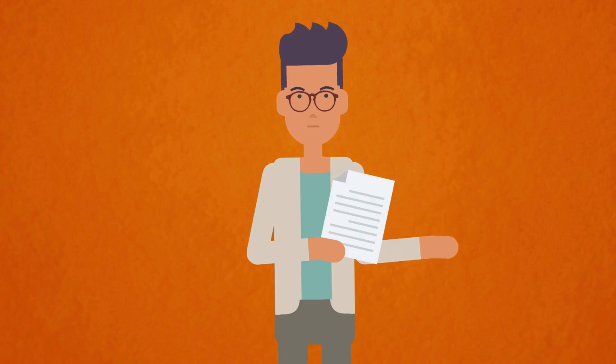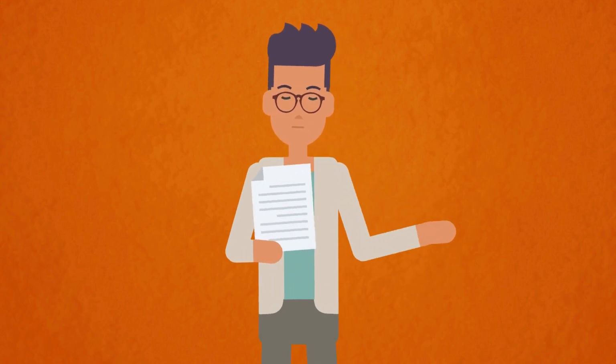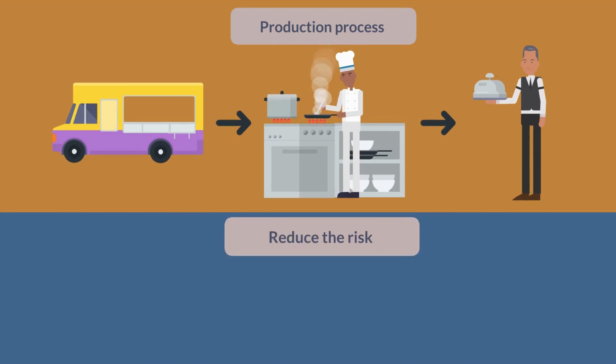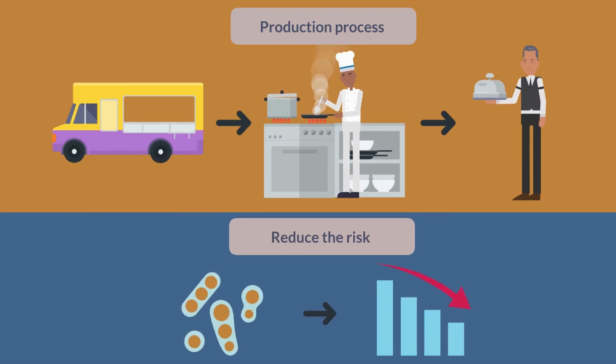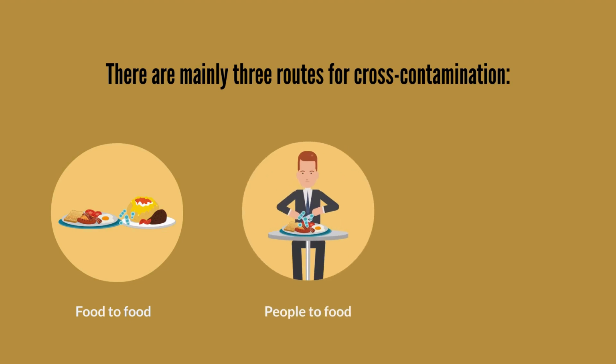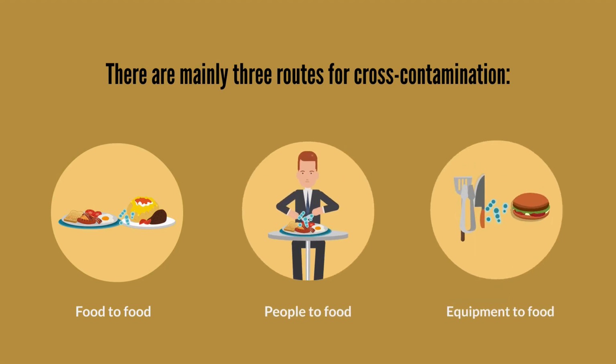By following a few standards, legally enforceable steps during transport, storage, and preparation, you can substantially reduce the risk of food poisoning at every stage of the production process. There are mainly 3 routes for cross-contamination, which are food to food, people to food, and equipment to food.